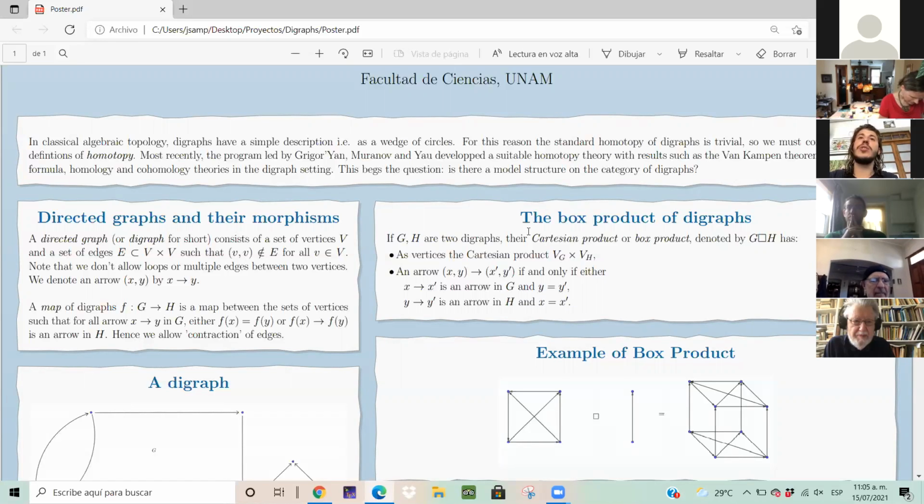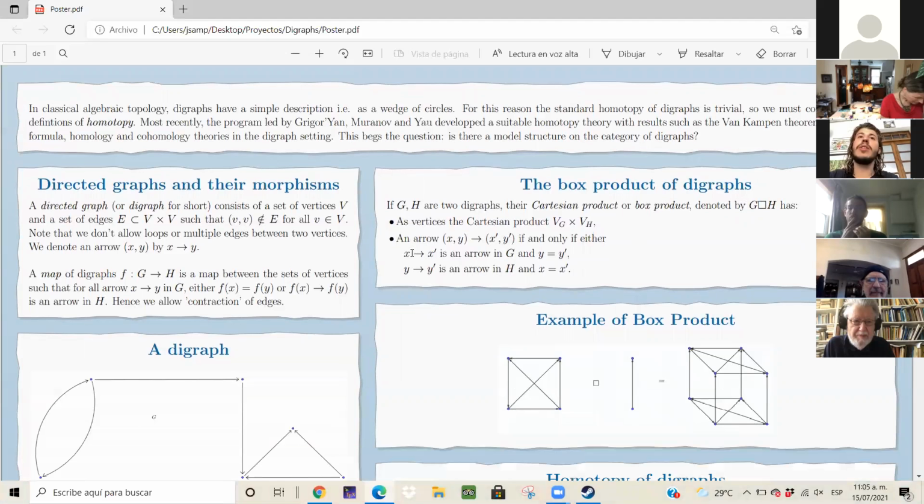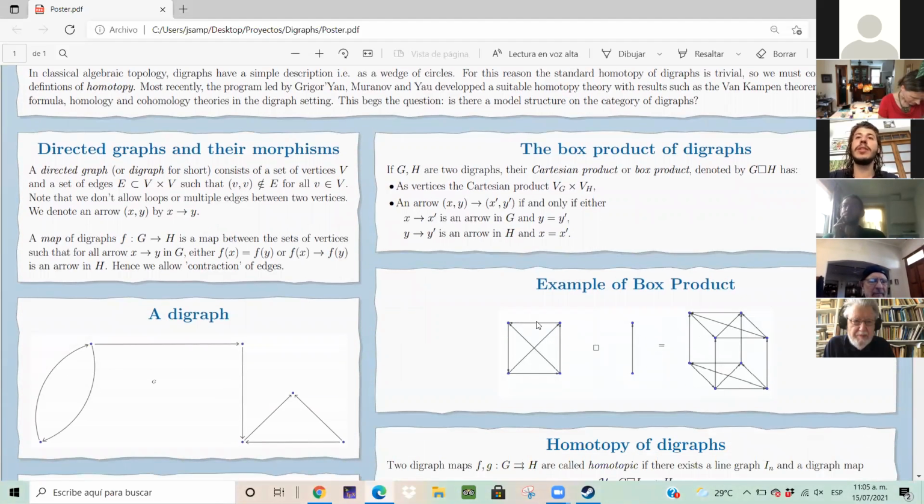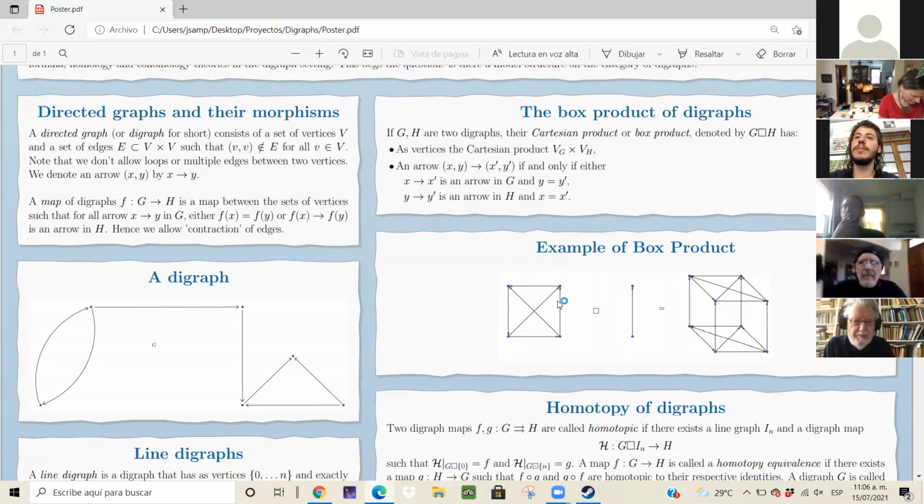If G and H are two digraphs, their Cartesian product or box product has as vertices the underlying product, V_G times V_H, and we have an arrow if and only if either we have an arrow in the first coordinate and the second coordinate is equal, or we have an arrow in the second coordinate and the first coordinate is equal. So here I drew an example of a box product. Here you have two digraphs, and basically a box product looks very much like the classical product in topology. I hope you can see why, but here is an example of the box product.